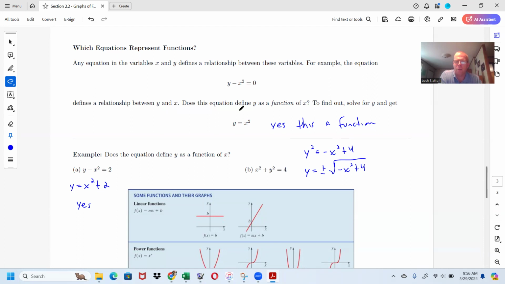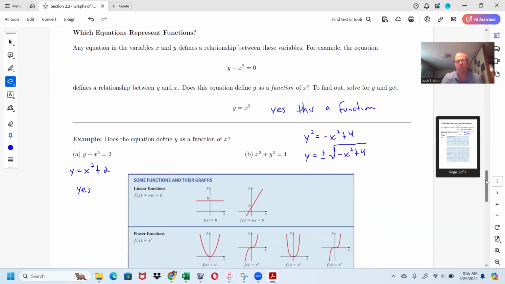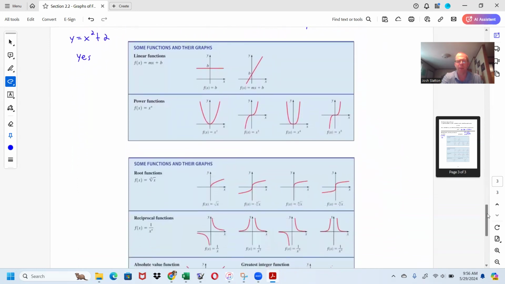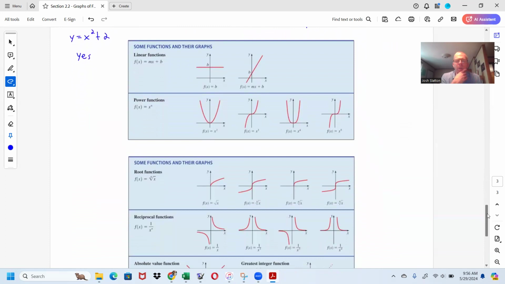But just as a shortcut, if the y is squared, it's not going to be a function. And most likely, if the y is not squared, then it will be a function. I think that's pretty safe to say in this class. It's not a 100% foolproof rule for all of math, but generally speaking, if the y is squared, it's not going to be a function, and if the y is not squared, it will be a function. Then we just have some basic graphs. We talked about some of these.